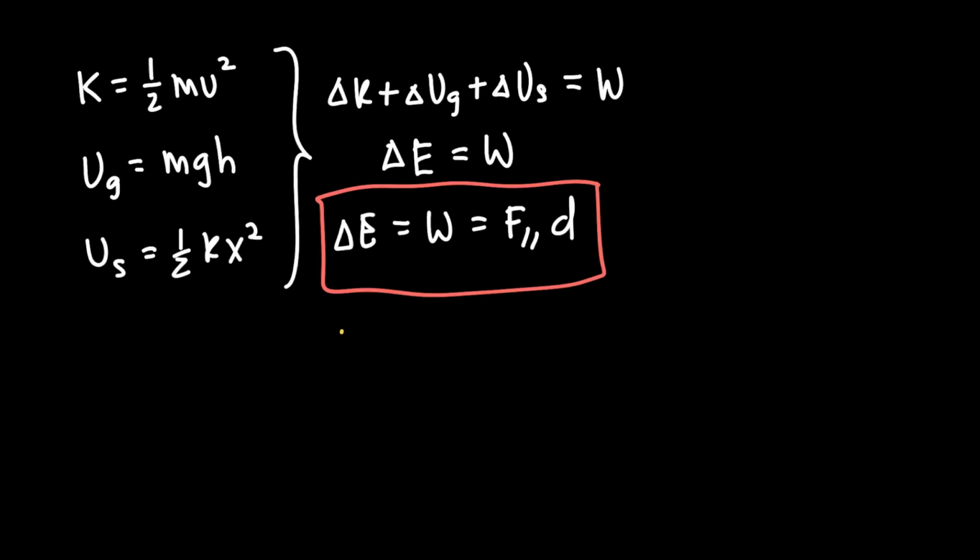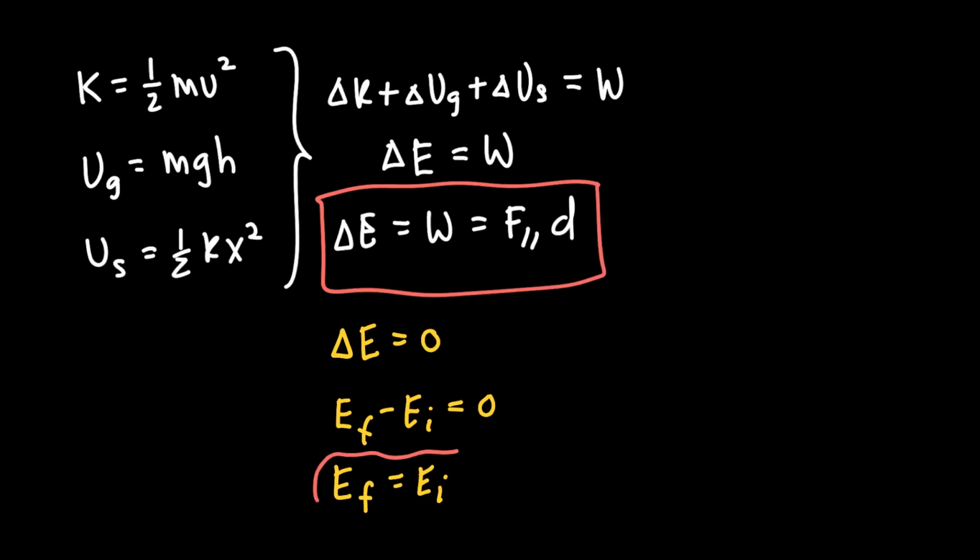And when we say that, we're saying that the change in energy is equal to zero, or the final energy minus the initial energy equals zero, which means that the final energy is equal to the initial energy. This is also a statement of the law of conservation of energy, which says that energy is conserved. And this is a big deal. Energy is conserved.